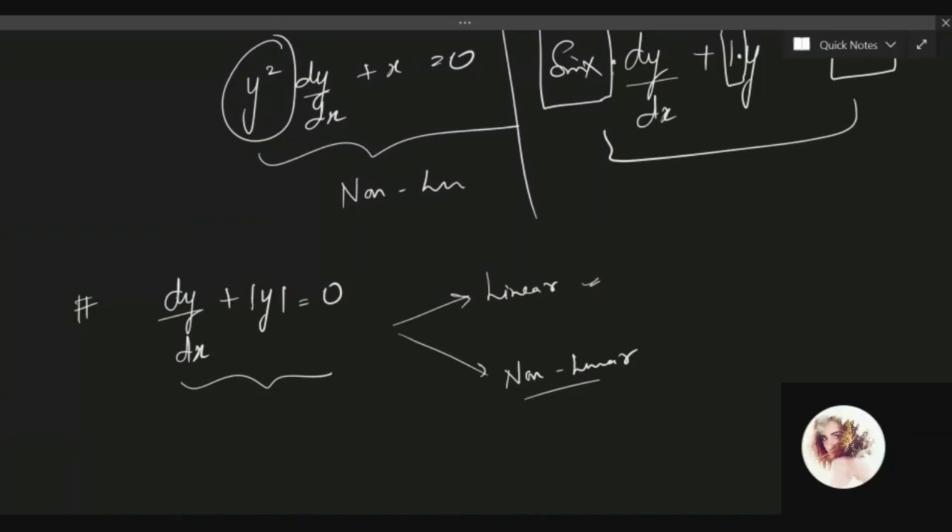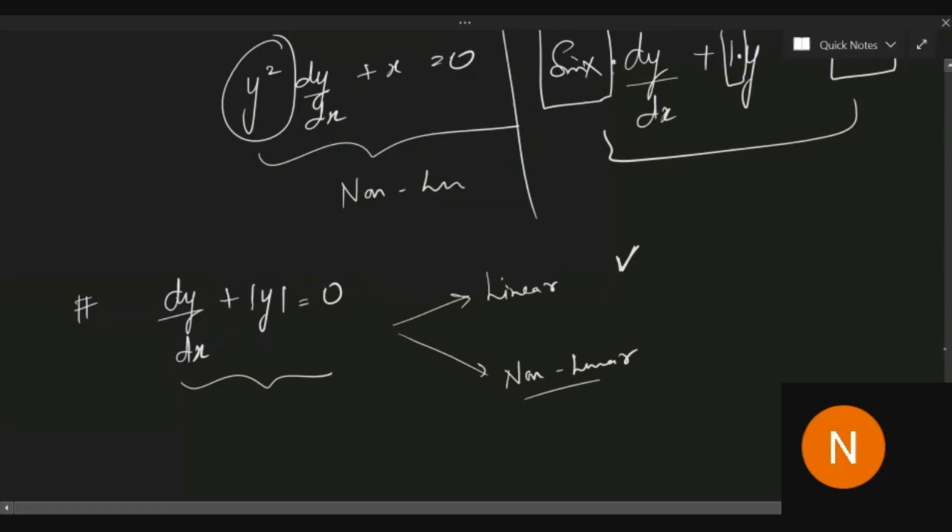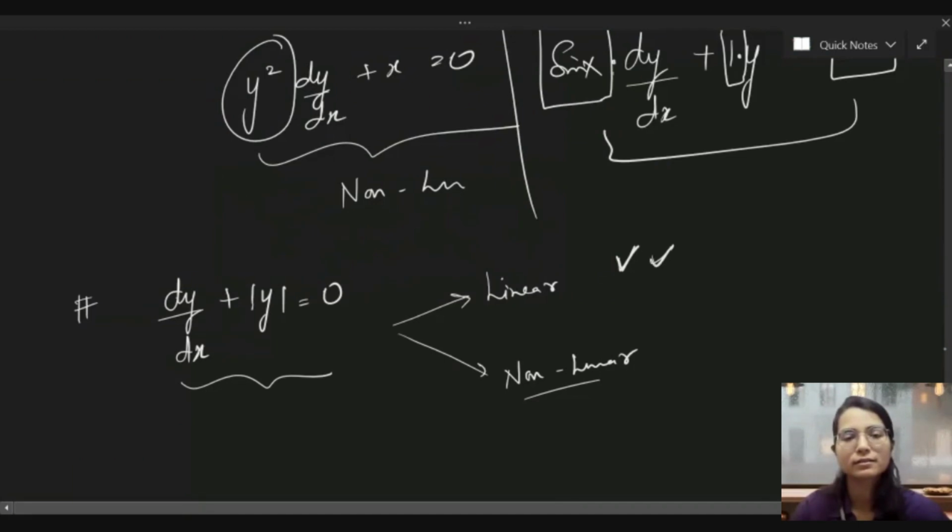Linear. Someone is saying linear, so 1 vote for linear. What were you saying? Linear. Everyone is saying linear. This is an absolute function of y. Keep in mind, okay? So everyone is saying linear, okay? If someone wants to give a different answer, they can.